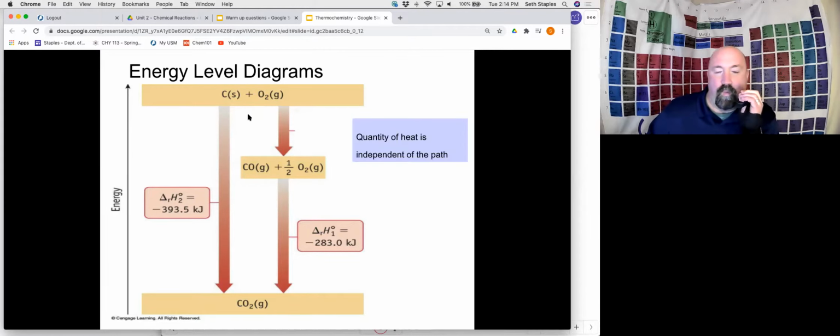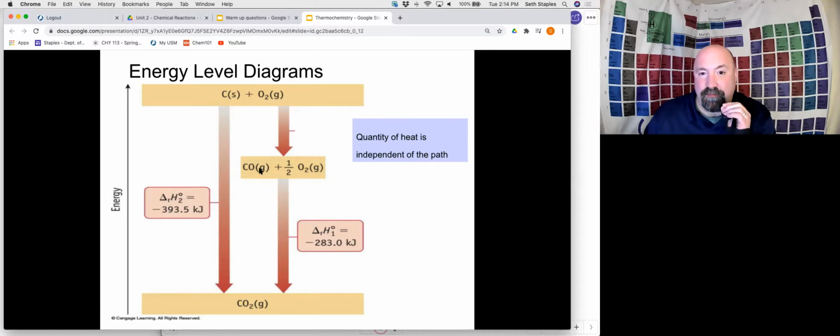What we can do is recognize that to get to here, I can either go directly, but this is the process I don't have information for. I do, however, have information for this, and I have information for this. So I have information if I follow this indirect pathway. I want to get to here. I can't get here directly to find my thermochemical data. I can go this way.